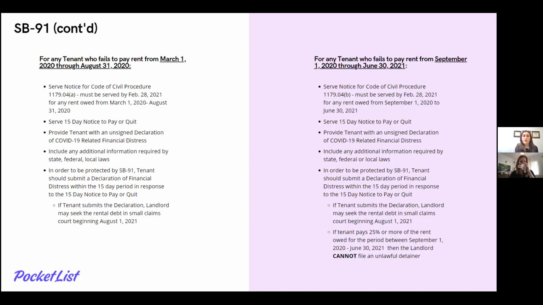One other thing I would note is that I put here that the landlord can file an action starting August 1st, 2021. That is essentially the earliest the landlord would be able to file an action, but I would also suggest looking to your local city or county moratoria if there's one in place, because that may provide a different deadline, and we will discuss that in a later slide.